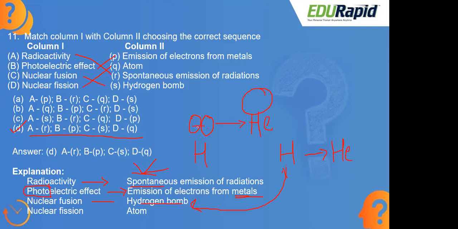Both of these are combining together, colliding with each other, right? And during this collision, there will be a release of energy. That is what actually happens in a hydrogen bomb. Basically, we can observe both fission as well as fusion reactions. Initially, there will be a fusion reaction while converting hydrogen to helium.